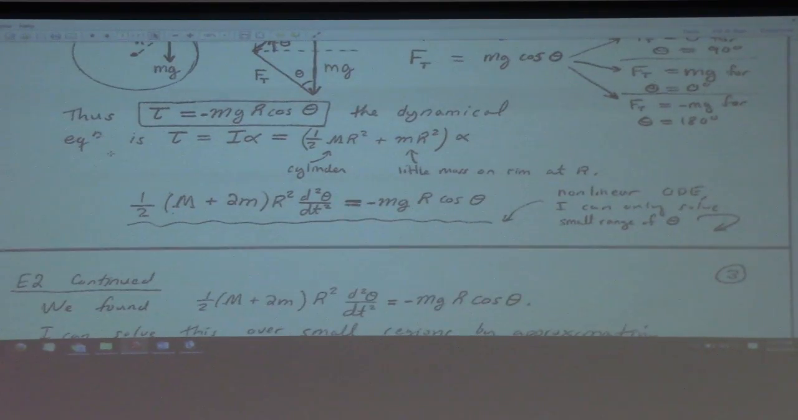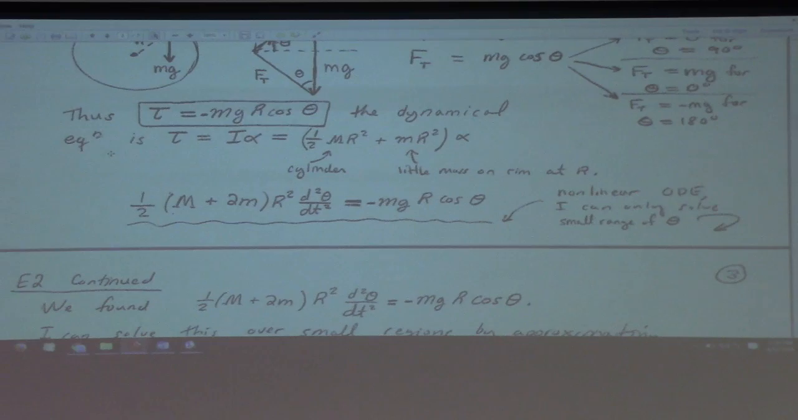And if you look at that, what that actually gives you is this differential equation. I alpha would be, there's the I. Alpha is d squared theta dt squared. And the torque, well, that's mg r cosine theta. Well, this is a kind of interesting differential equation because it's nonlinear. So I've got cosine theta and I've got d squared theta dt squared.